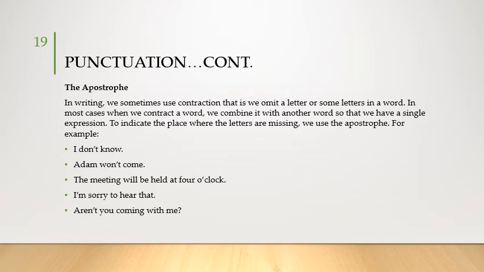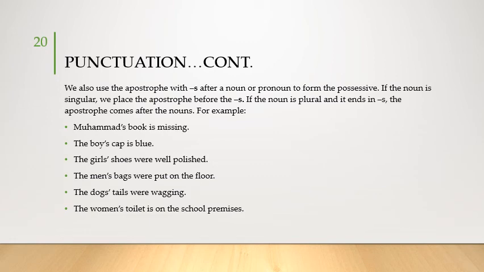Aren't you coming with me? Instead of saying are you not, you say aren't you coming with me? So aren't requires an apostrophe because it's a contraction indicating that certain letters are omitted. We also use the apostrophe with S after a noun or pronoun to form the possessive. If the noun is singular, we place the apostrophe before the S. But if the noun is plural and it ends in S, the apostrophe comes after the S.